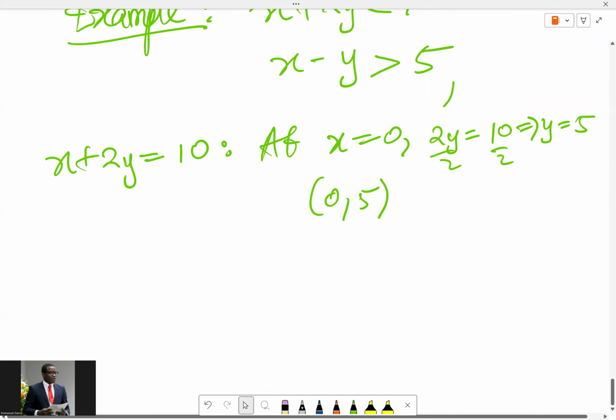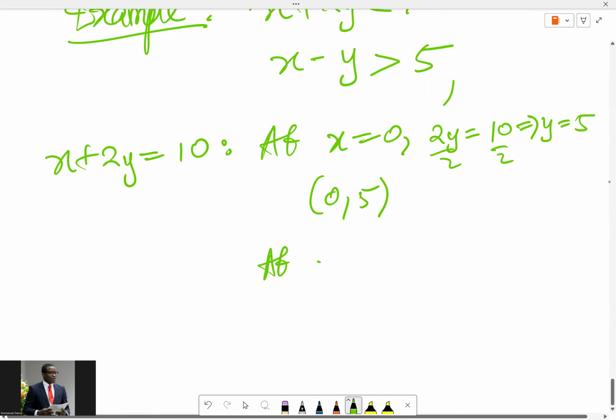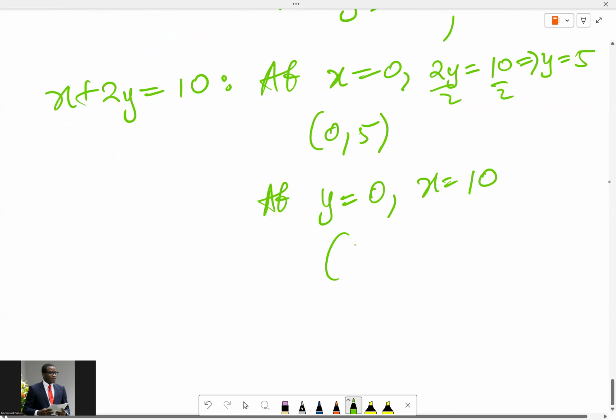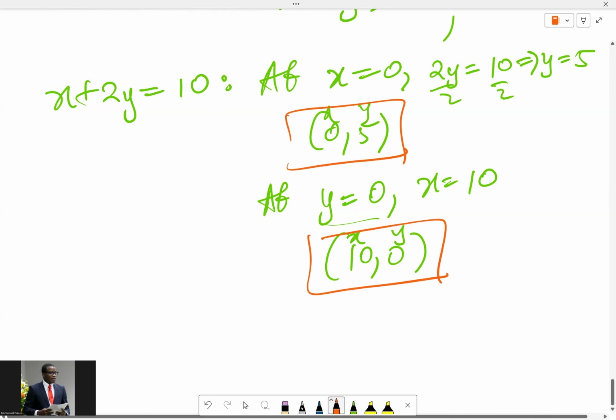Now at y equals 0, if you set each variable to 0, you can get where it will intersect. So at y equals 0, you simply have x equal to 10. So you have 0, 5 and 10, 0. This is x, y. So y is 0, x is 10. Those 2 points are really important, so let's keep them because we are going to need them later.